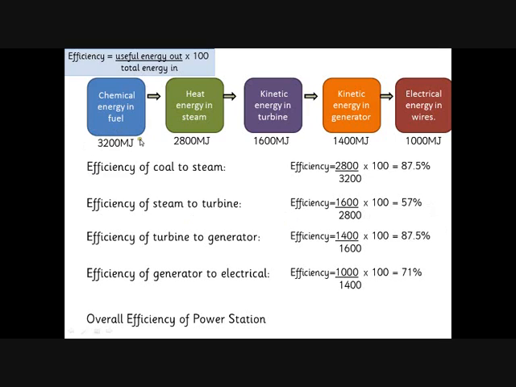Okay, to get the overall efficiency, look at what we've done. We've taken 3,200 megajoules of chemical energy in the coal, and we've turned it into only 1,000 megajoules of electrical energy in the wires. So overall the efficiency of the power station is somewhere around 30%. That's a fairly realistic figure for a coal-fired power station overall.